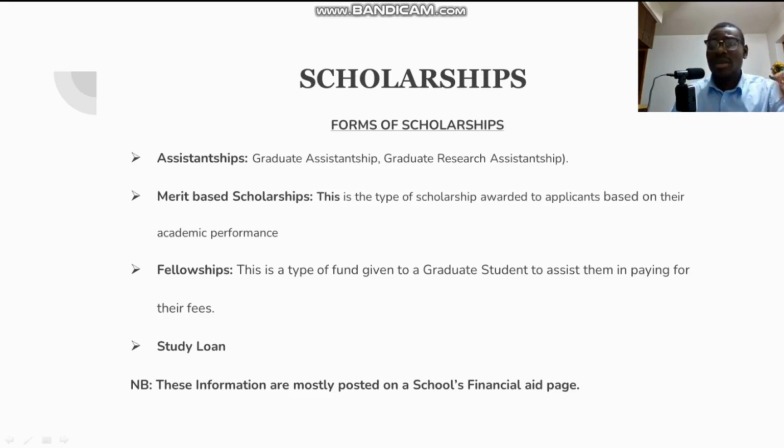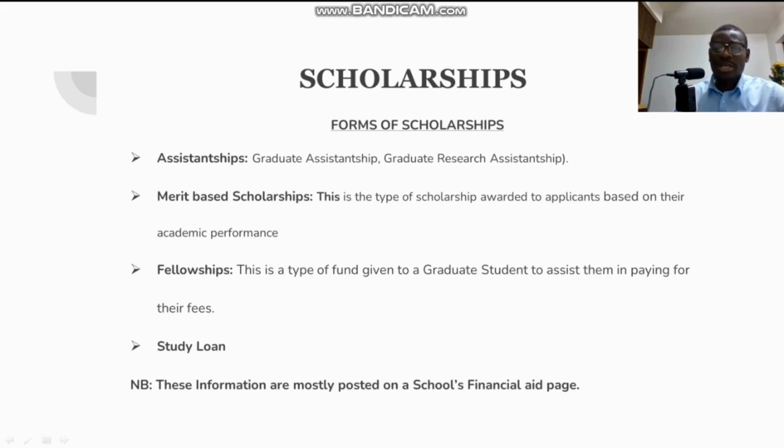Now, scholarship. There are forms of scholarship. We have assistantship. We can have graduate assistantship. We have graduate research assistantship, right? We have graduate teaching assistantship also. Now we have merit-based scholarship. Those scholarships are basically automatically given. Once you gain admission to a school, the school gives you that scholarship automatically. We have fellowship. Now, it's a type of fund given to a graduate student that assists them in paying their tuition, right? We have study loans, etc.